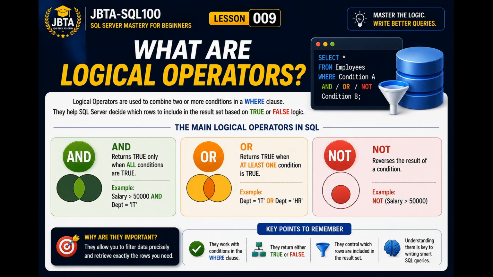Now suppose we have two conditions instead of one. That's where logical operators become important. They tell SQL Server how those conditions should be evaluated. There are three main logical operators in SQL: AND, OR, and NOT. The AND operator returns true only when every condition is true. The OR operator returns true when at least one condition is true. And the NOT operator simply reverses the result. If a condition is true, NOT makes it false. If a condition is false, NOT makes it true.